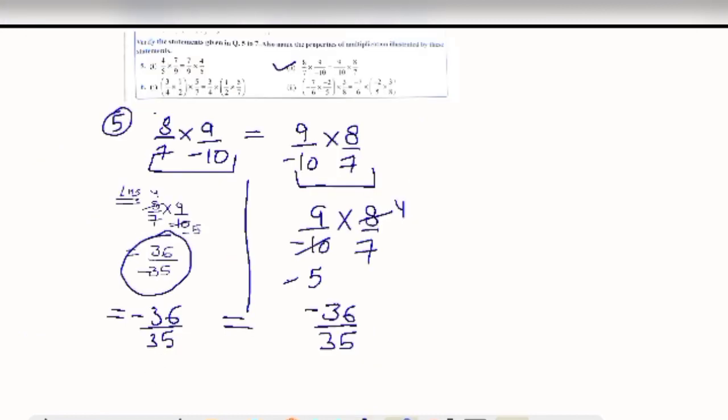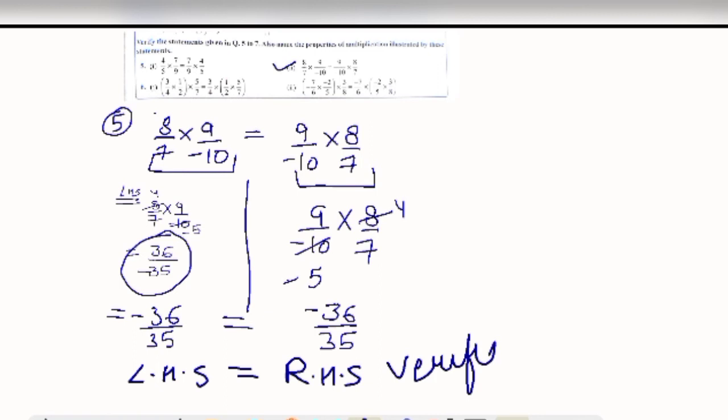Left hand side is equals to right hand side. Okay. So we have verified. And which property was this? A multiply B is equals to B multiply A. This is commutative property.